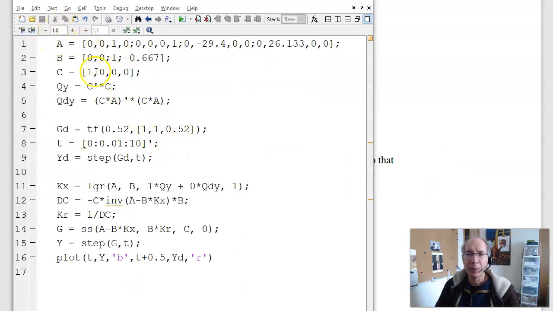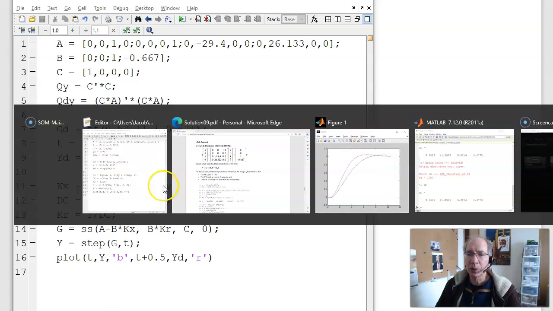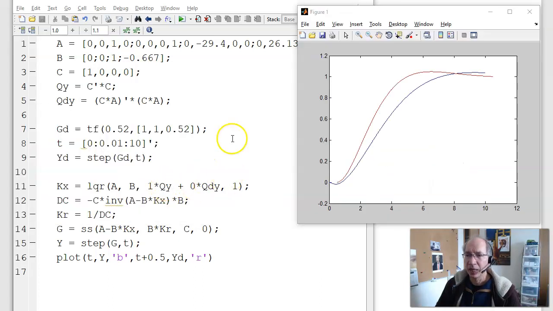Here's my A, B, and C matrix. This is the weighting on Y, C transpose C. Here's the weighting on Y dot. So this looks like a spring, that looks like friction. My desired step response is GD. That's going to plot in red. And then find Kx using LQR. These are the two knobs I play with, the weighting on Y and dy.